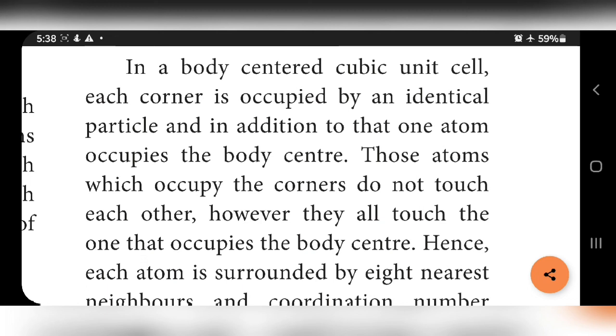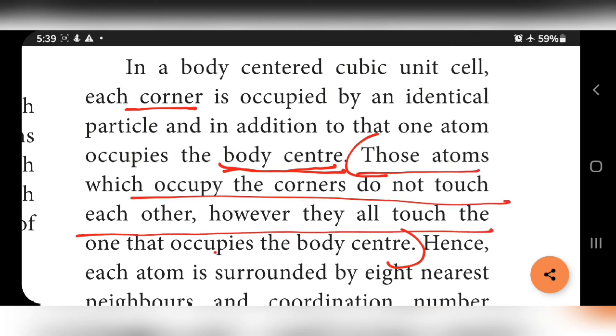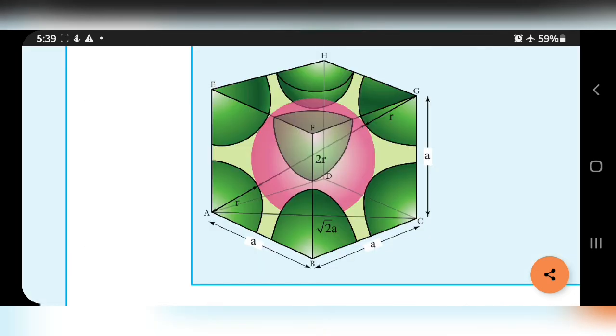See this expression. In a body center cubic unit cell, each corner is occupied by an identical particle. In addition to that, one atom occupies the center of the body. Atoms are present at the corner and also at the body center. Those atoms which occupy the corners do not touch each other. However, they all touch the one that occupies the body center. For understanding these lines, please refer to the picture.